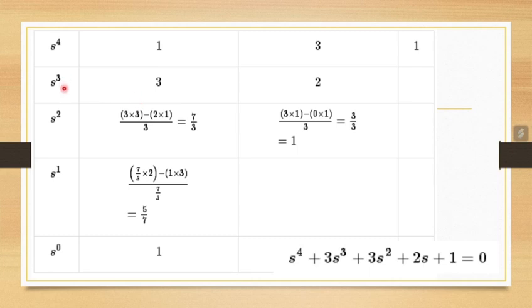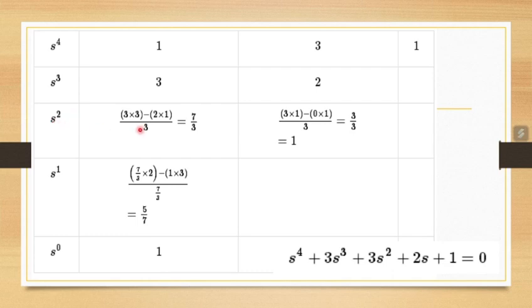Coming to the next row of the Routh table, which has the coefficient s power 3. So here the coefficient of s power 3 is going to be 3. So the first element of the second row is going to be 3. Then the next element of the second row is going to be s power 1's coefficient, that is 2. So we'll put 2 here, right? There is no element over here, so this is supposed to be 0.